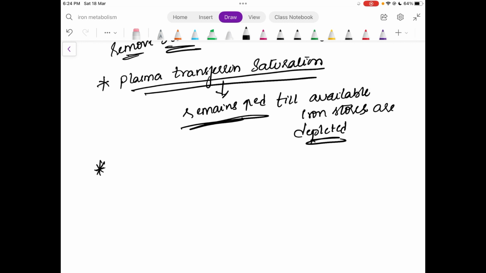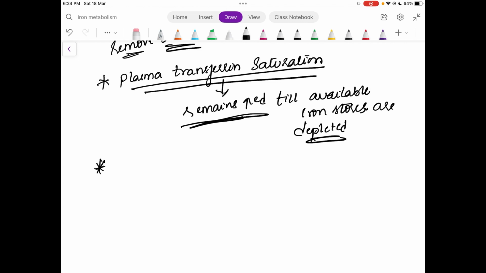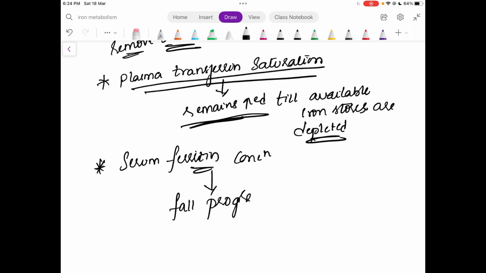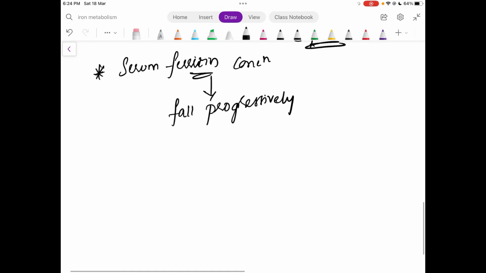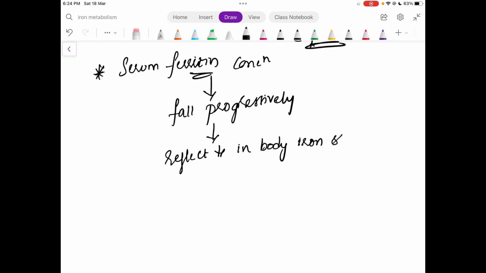But which parameter will tell you that iron stores are decreased? Iron is stored in a protein called serum ferritin. This ferritin concentration will fall progressively with each phlebotomy. So this will reflect a decrease in body iron stores.